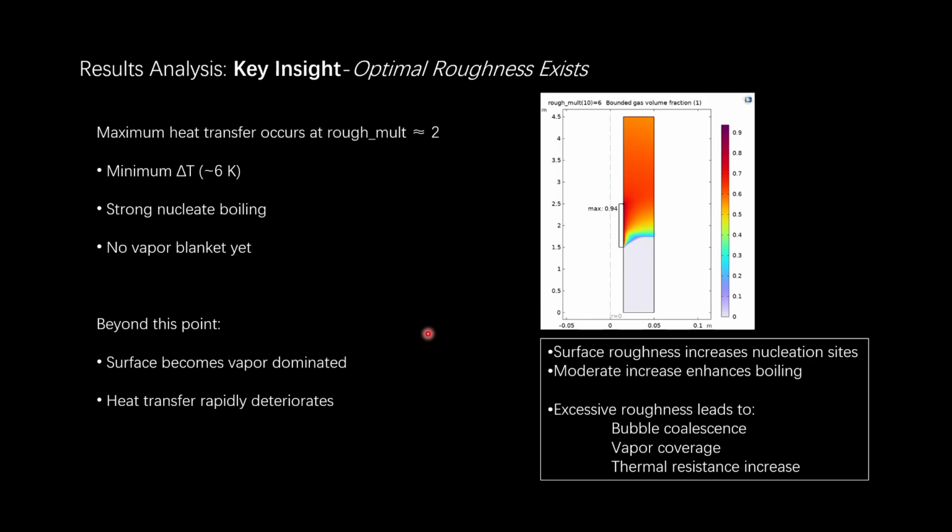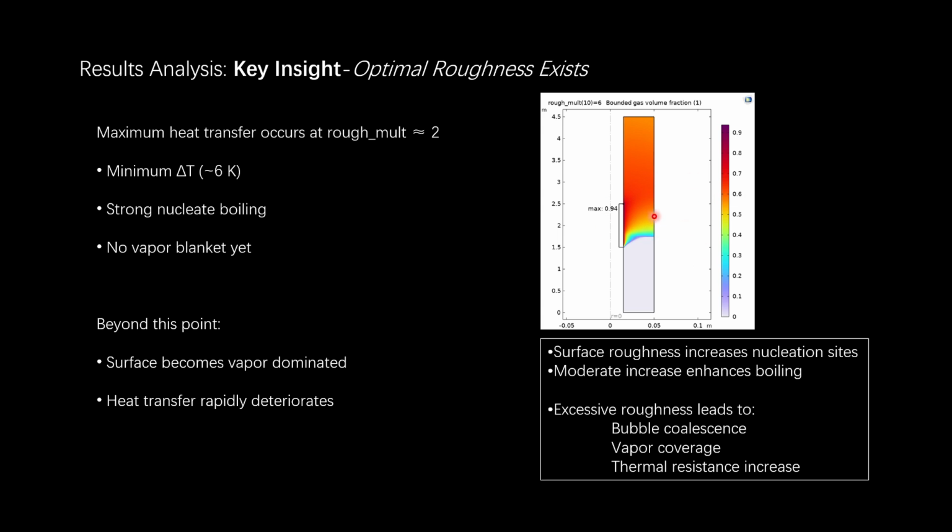The key insight here is that an optimal roughness exists. At a roughness of about 2, heat transfer is the strongest. Beyond this point, the vapor covers the surface, which increases the thermal resistance and reduces heat transfer. Surface roughness increases nucleation site density, which improves the heat transfer efficiency. However, too much vapor leads to bubbles covering the surface. This creates a vapor layer and reduces heat transfer efficiency.